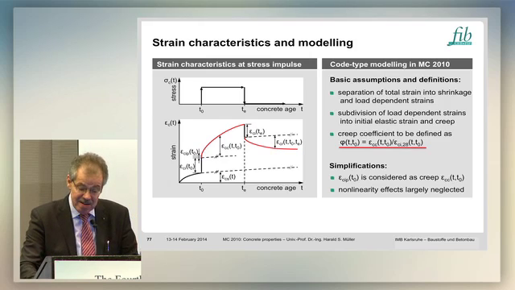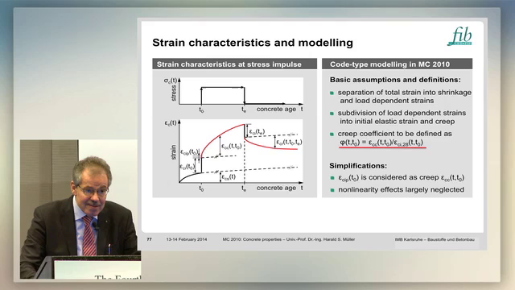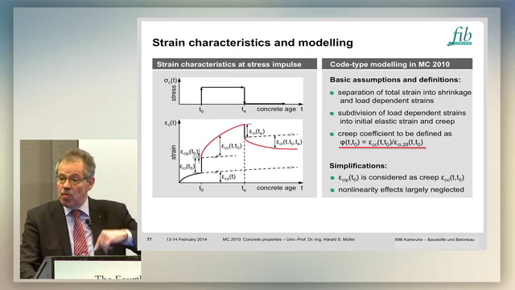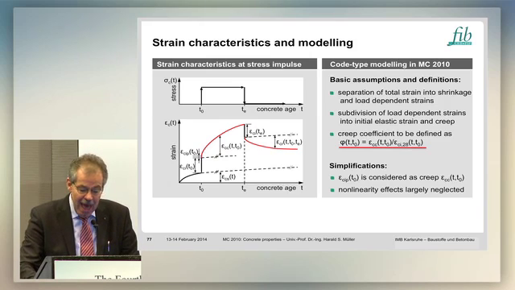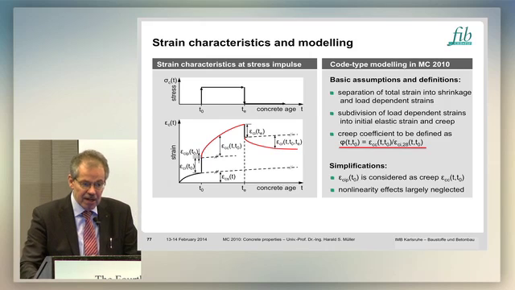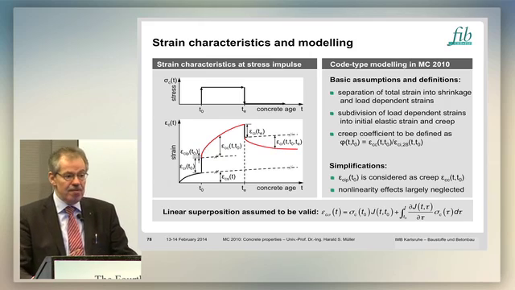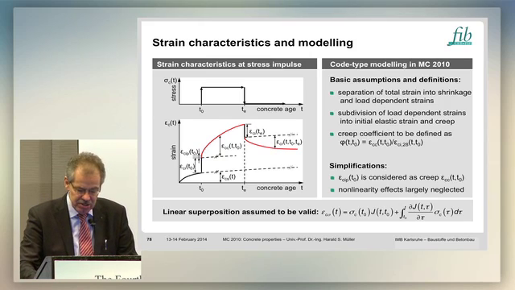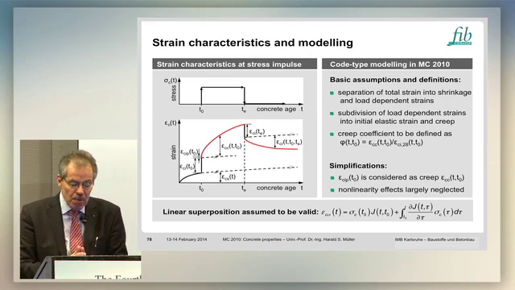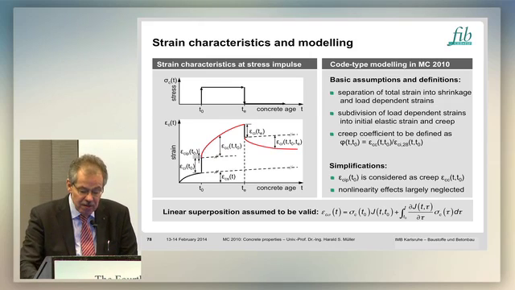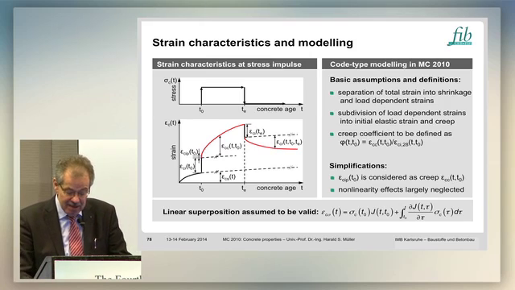We have made simplification. We have said that the initial plastic strain, we deal with it as a viscous strain, it's part of the creep. And we have neglected largely the nonlinearity effects to keep the models simple. And if we deal with linear creep, then we have to accept Boltzmann's principle of superposition. This means that at variable loadings, we have to accept this type of integral equation to describe the effects of creep and also of shrinkage.